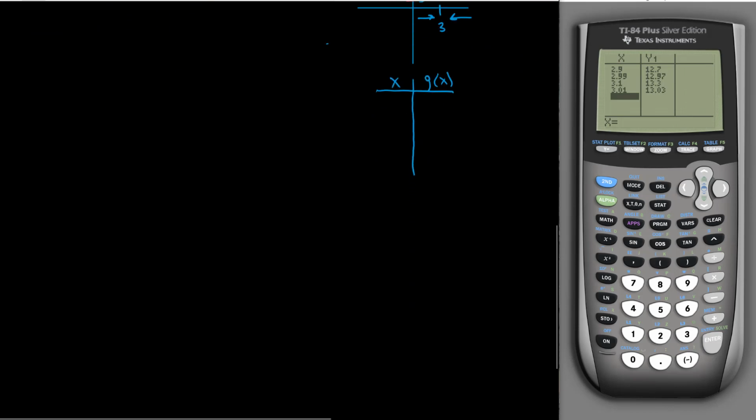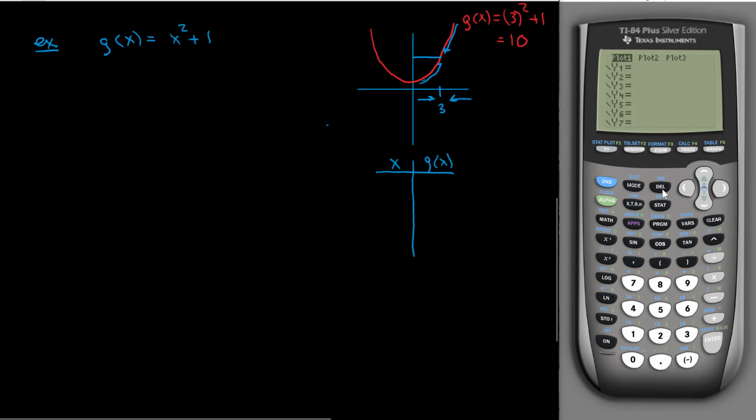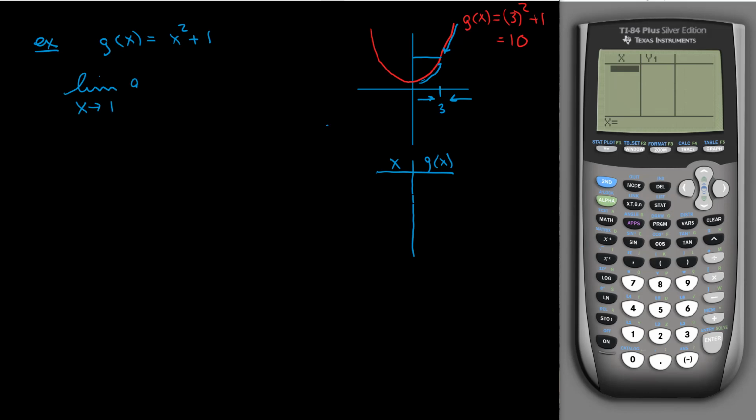Okay, so on my calculator, I first need to come over to y equals. So I'm working over here on the calculator now. I'm going to delete that function, and I'm going to substitute in my new function, which is going to be x squared plus 1. So there's my function. And I'm going to go to the table function, and I'm going to press delete to get rid of all my old values. Let's say we want to do the limit as x approaches 1 of g of x.